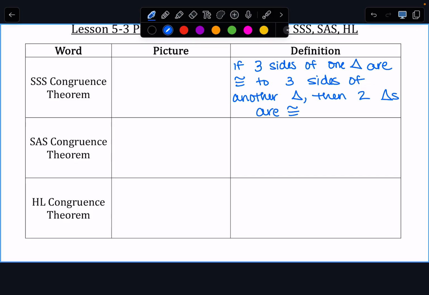Okay. I'm going to try really hard to give you some abbreviations so you don't have to spell all the words out. It does not matter if we don't know anything about the angles. If we have all 3 sides marked congruent to all 3 sides of the other, then we can say these 2 triangles are congruent by side, side, side.